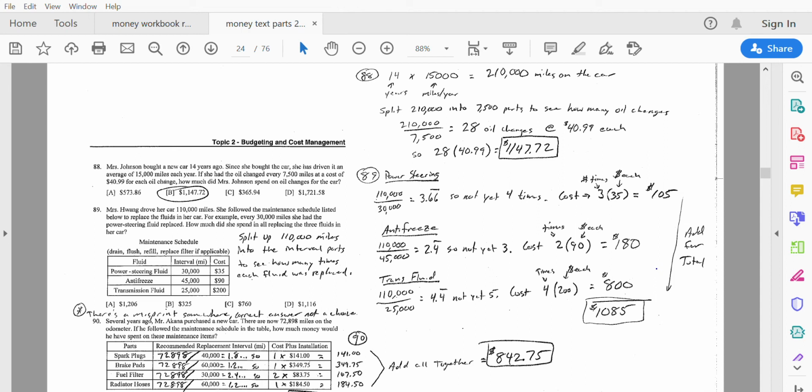Now we add up all the costs. So you have the $105 from power steering, $180 from the antifreeze, and $800 from the transmission fluid. That all adds up to be $1,085.